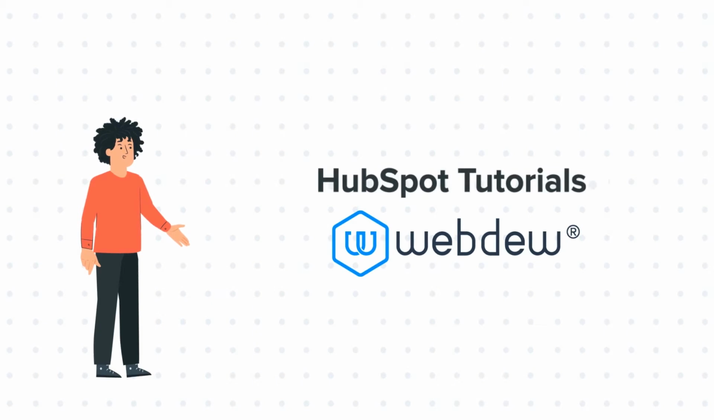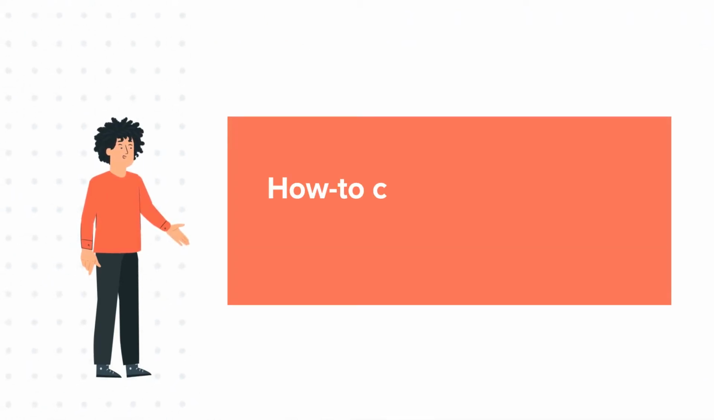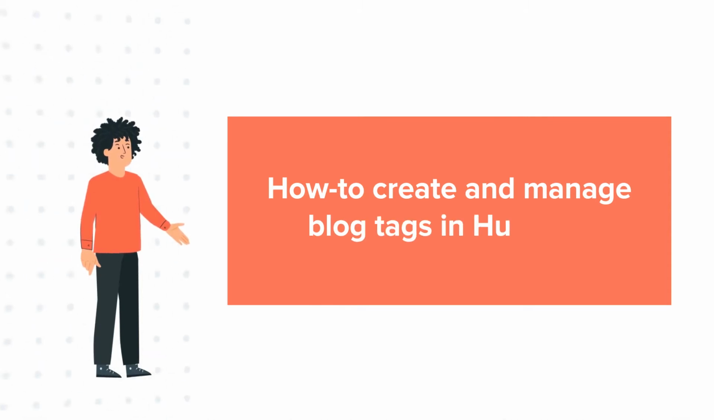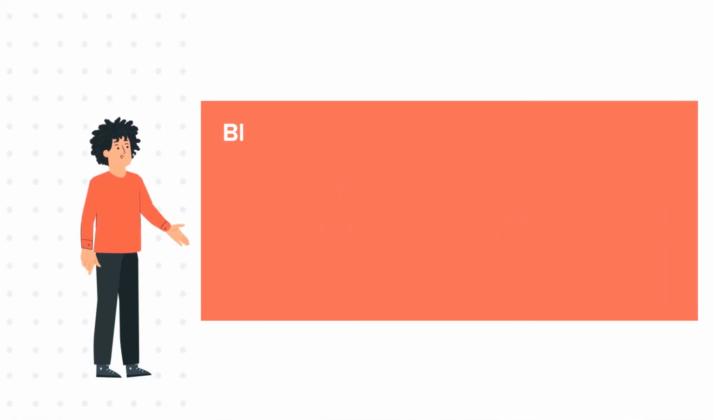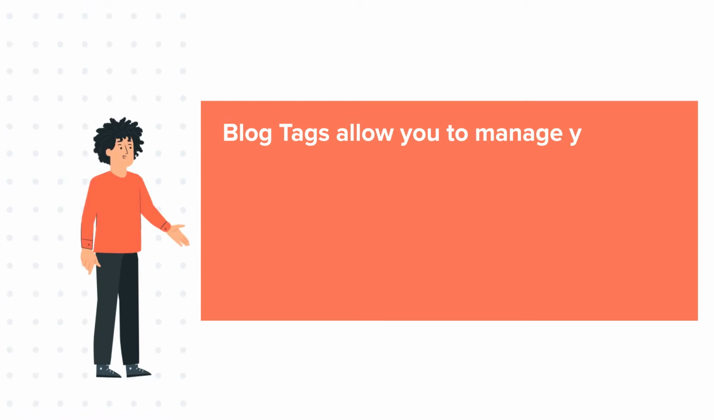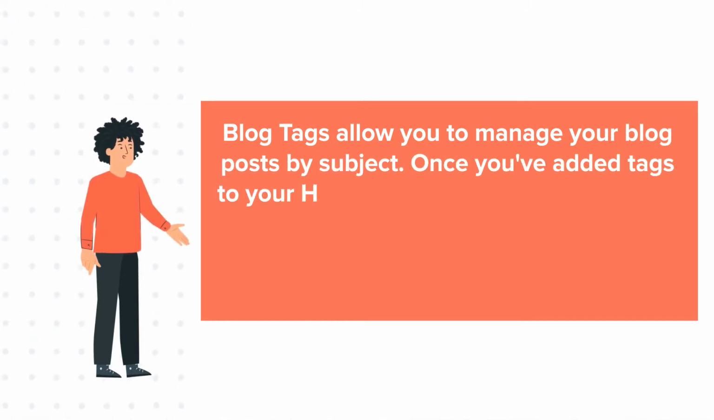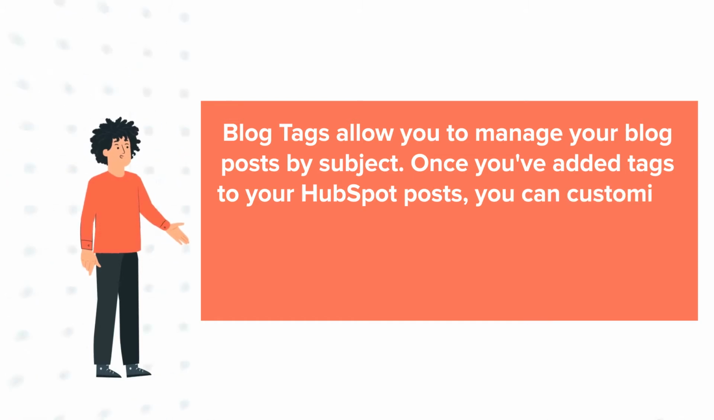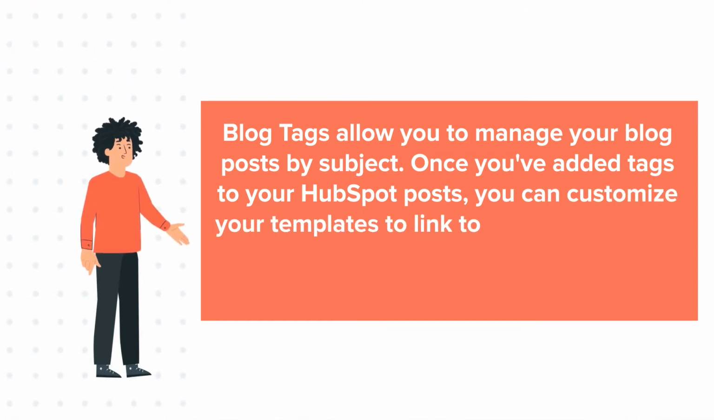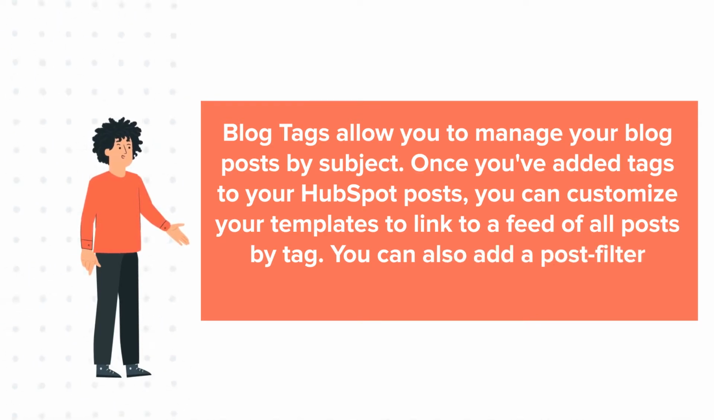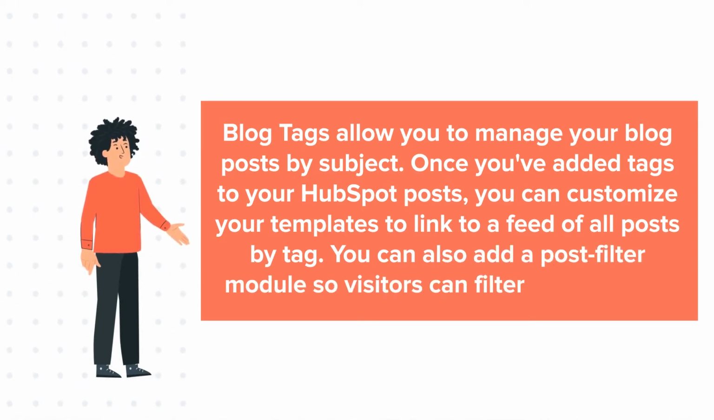I am Mike, your guide and friend, and our today's tutorial is about how to create and manage blog tags in HubSpot. Blog tags allow you to manage your blog post by subject. Once you've added tags to your HubSpot post, you can customize your templates to link to a feed of all posts by tag. You can also add a post filter module so visitors can filter posts by tag.